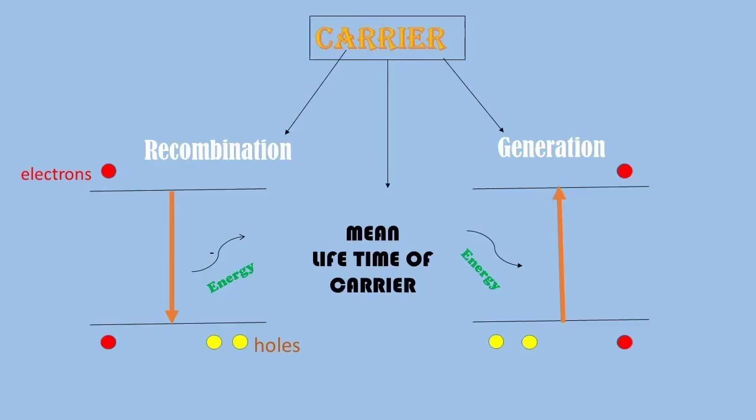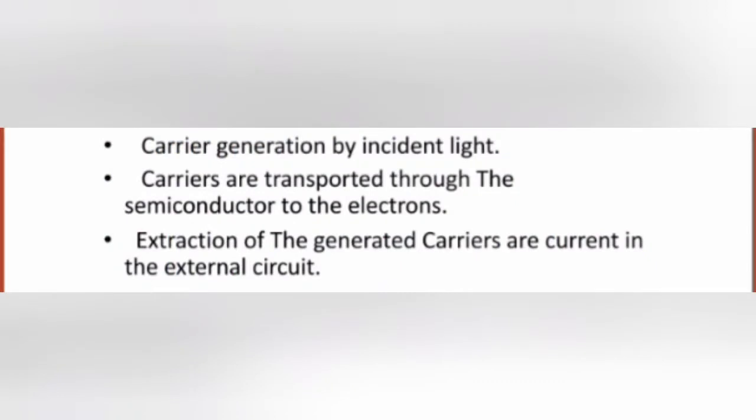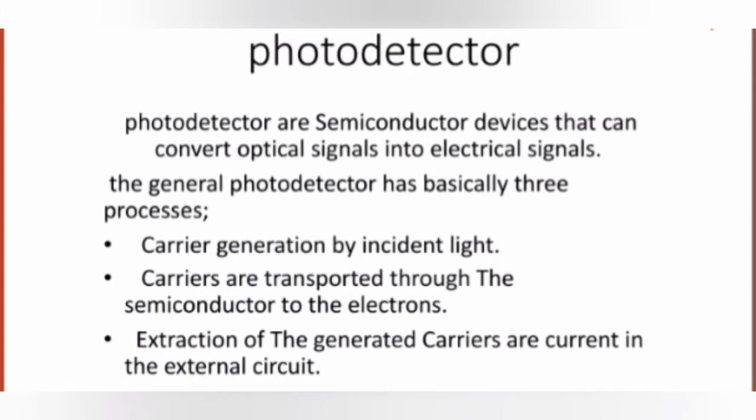We know that we have two bands, the valence band and the conduction band. When an electron from the valence band is excited to the conduction band, it creates a hole in the valence band. Hence it creates an electron-hole pair. When the electron-hole pair is created, the process is called carrier generation. The second process is that the carriers are transported through the semiconductor to the electrodes. And the third process is extraction of the generated carriers as current in the external circuit.